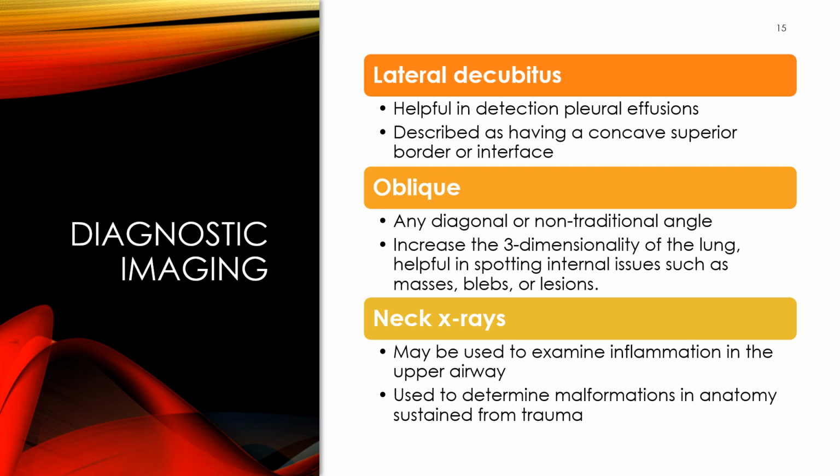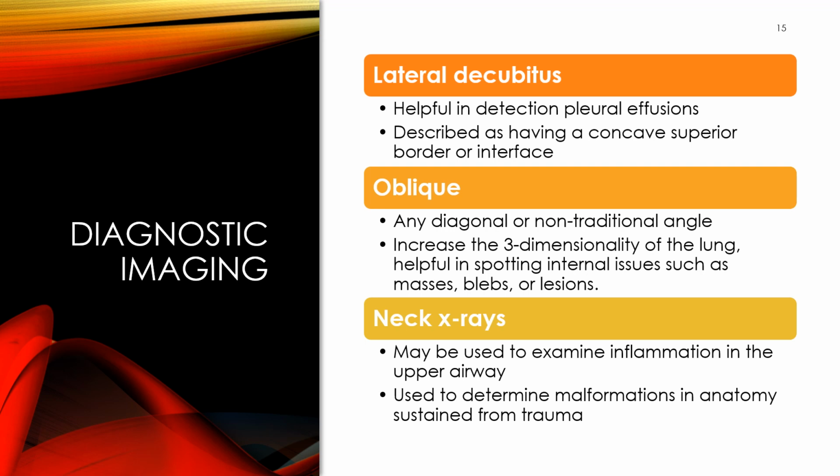An oblique. An oblique is any diagonal or non-traditional angle. Basically, it's used to increase the three-dimensionality of the lung and can spot internal structures such as masses, blebs, lesions. It's good for looking at cancer structures and so on.